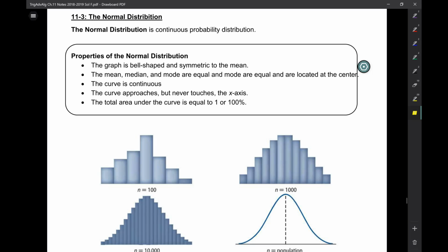Okay, so let's talk about the normal distribution. I think I could finish this today.